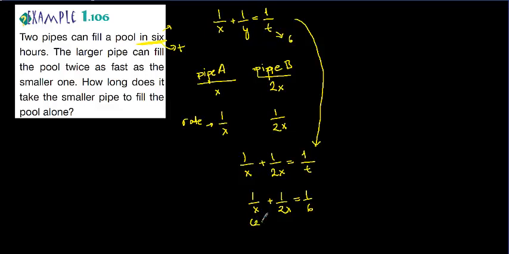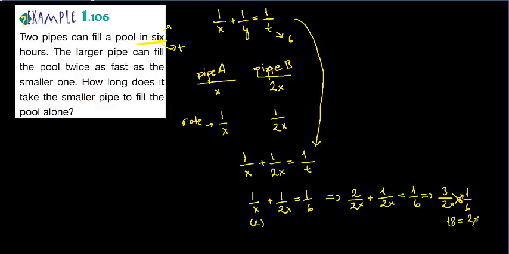To make the denominator the same, I'm going to multiply this one by 2. So the equation is going to be 2 over 2x plus 1 over 2x is equal to 1 over 6, and of course 2 plus 1 is 3, so 3 over 2x is equal to 1 over 6. If I cross multiply to find the value of x, 3 times 6 is equal to 18, and 2x times 1 is equal to 2x.